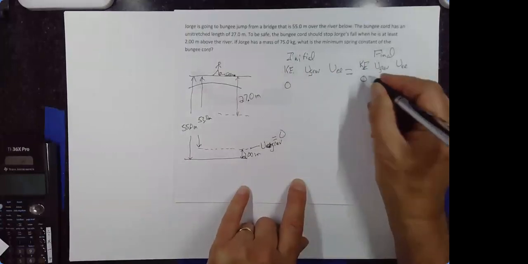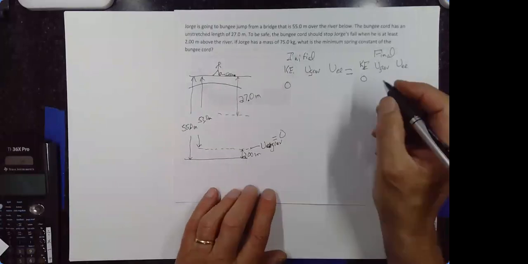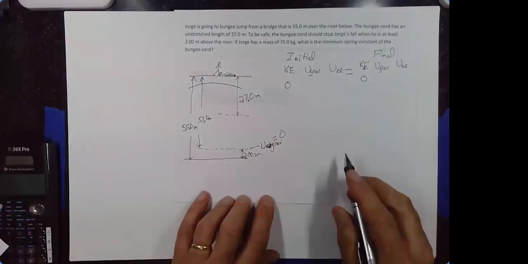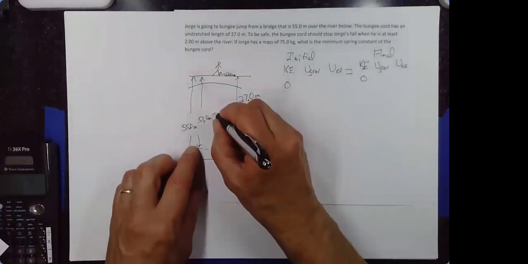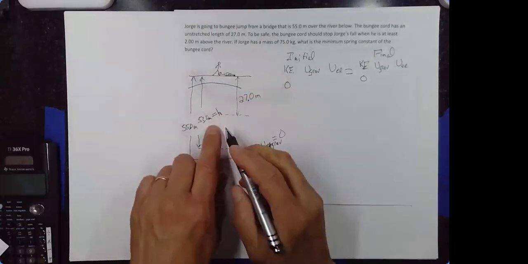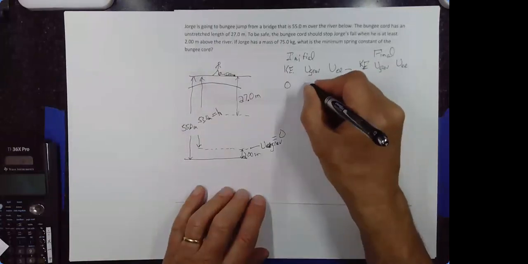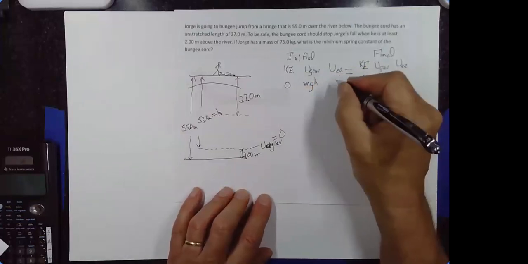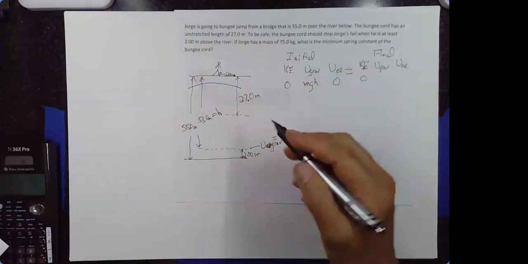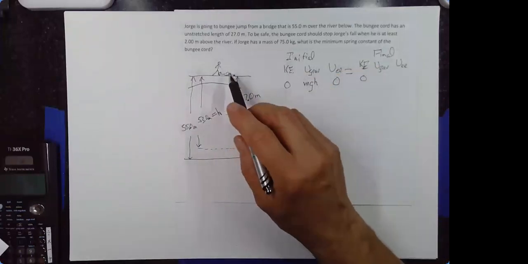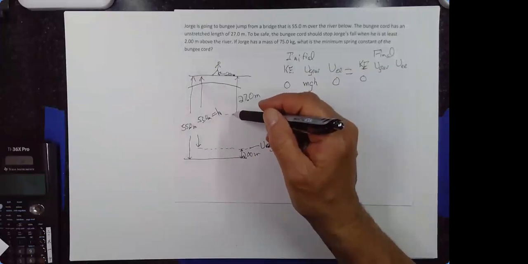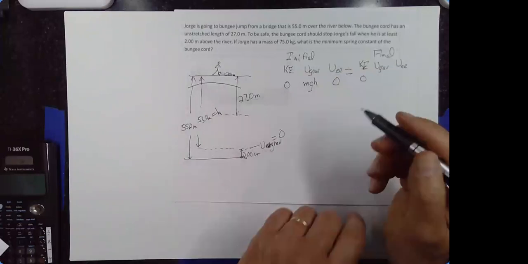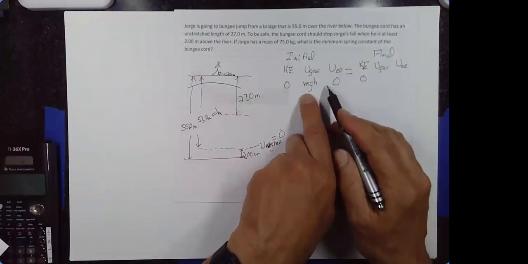There's none at the end. He's going to be stopped. So this is kind of neat that you can do with energy considerations. You can skip over all the intervening stuff. I'm going to define 53.0 meters to be H, okay? And initially, there will be gravitational potential energy. mgh is what I'm going to have. There's going to be no elastic potential energy because the cord doesn't start to stretch until he reaches this point. And that's where all the energy is going to go in stopping him when he gets down here. So that's our initial energy.